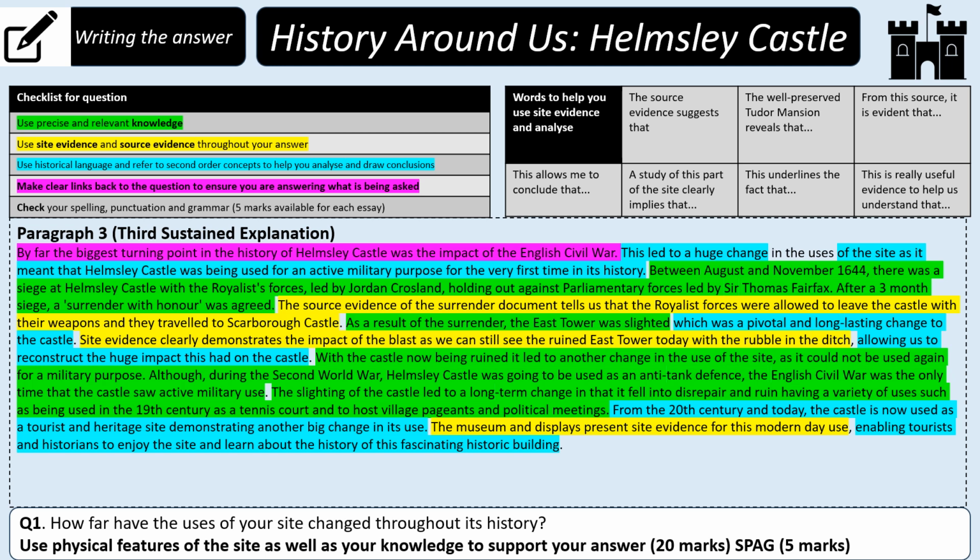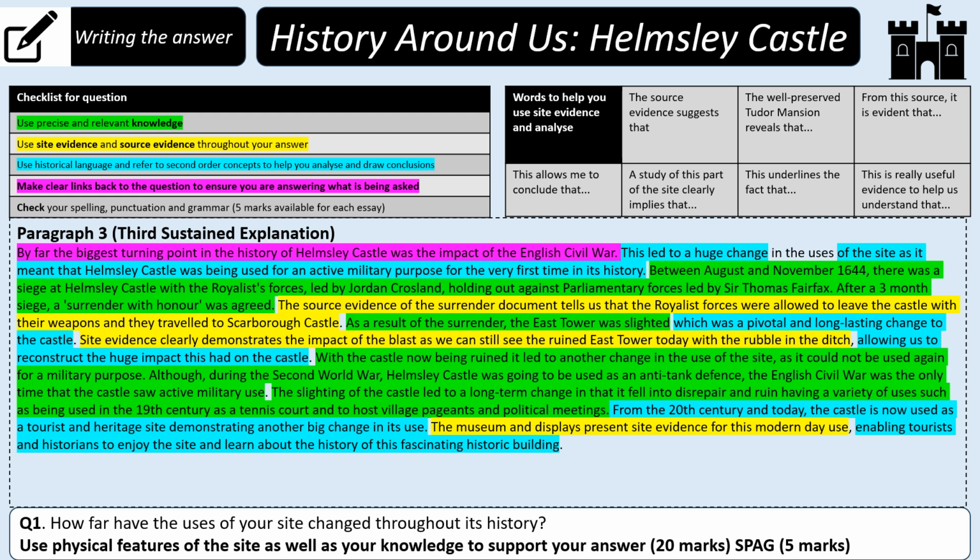The slighting of the castle led to a long-term change in that it fell into disrepair and ruin, having a variety of uses such as being used in the 19th century as a tennis court and to host village pageants and political meetings, like the Primrose League, for example. From the 20th century and today, the castle is now used as a tourist and heritage site, demonstrating another big change in its use. The museum and displays present site evidence for this modern-day use, enabling tourists and historians to enjoy the site and learn about the history of this fascinating building.